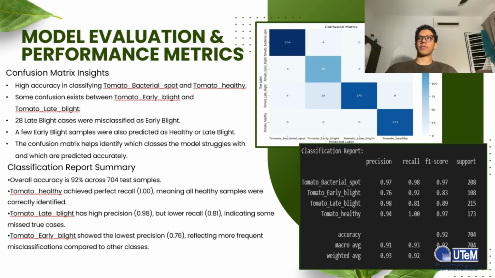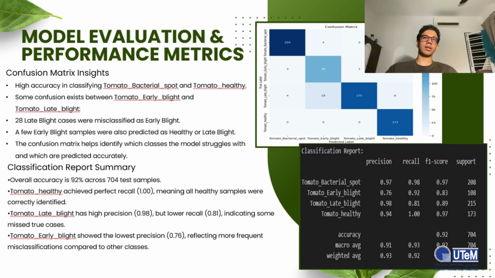Next, for the classification matrix, here we take a closer look at the classification metrics per class. The overall test accuracy is reported as 92% across 704 samples, which is a strong result for a multi-class problem. The tomato healthy class performed the best, achieving 100% recall, meaning all healthy leaves can be correctly identified without error.